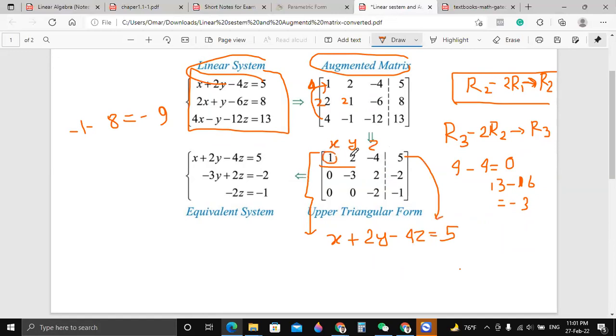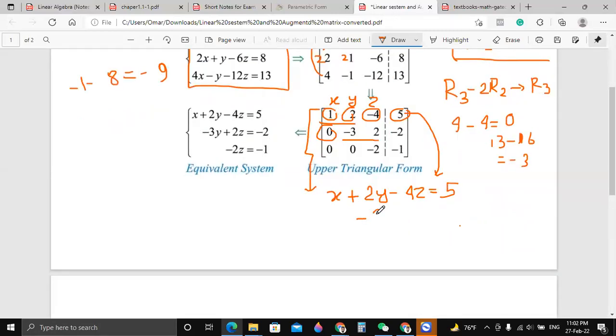So we can write this matrix this way. This is our coefficients 1, 2, minus 4, and 5. And on the second line, we don't have x, right? We have y, z. So we can write it this way: minus 3y plus z is equal to minus 2. Okay. And on the third row, we don't have x and we don't have y, right? We only have z. So we can write it this way: minus 2z. Oh, I skipped z here. This is z, okay. Minus 2z is equal to minus 1.